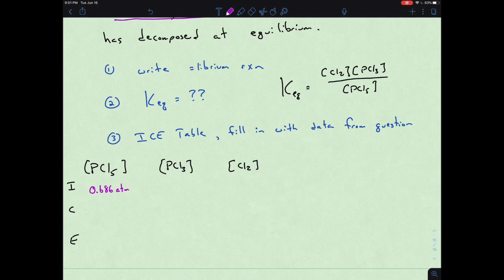So we have 0.686 atmospheres here, and there's no mention of the products, so we would have to assume that they are 0. We can't bring anything into the question that isn't already there. So there's no mention of the phosphorus trichloride, there's no mention of the chlorine, so they would be 0. We're now going to have a change occur, and what we have to understand about change is, well, change is reflected on where we need to go.